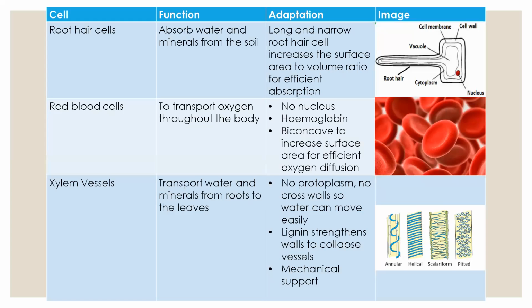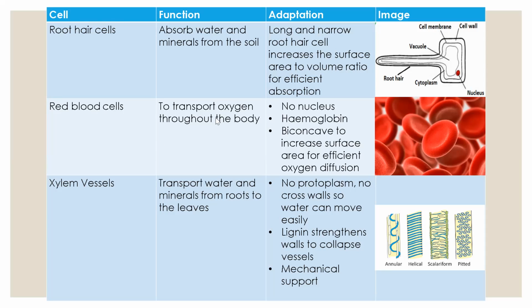Okay, root hair cells. What is the job of root hair cells? Let's discuss three types of specialized cells to understand the topic well. So what is the function of root hair cells? They absorb water and minerals from the soil, and how have they adapted? They have a long and narrow shape that will increase the surface area to volume ratio, and that will help in the absorption of the mineral ions. As you can see here, this long root hair is increasing the surface area of the cell, which would just have been shaped like this.